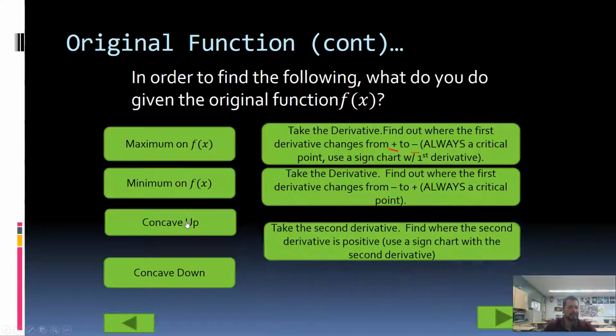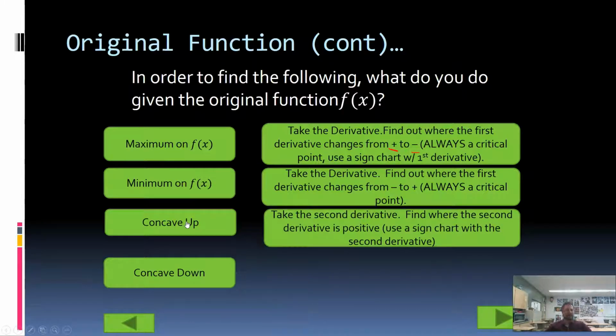Where the original function is concave up, we do the exact same thing as we talked about before, where we take the second derivative, because the second derivative tells us concavity.